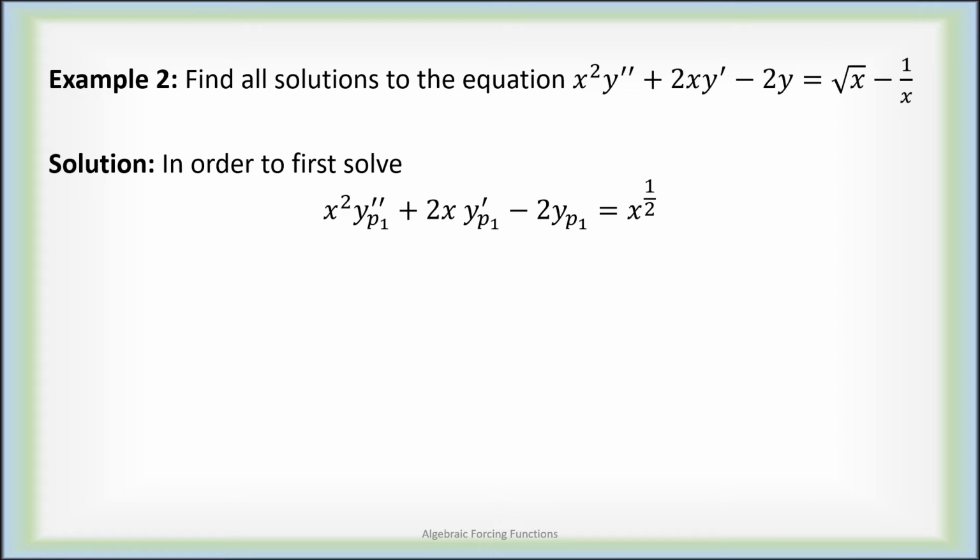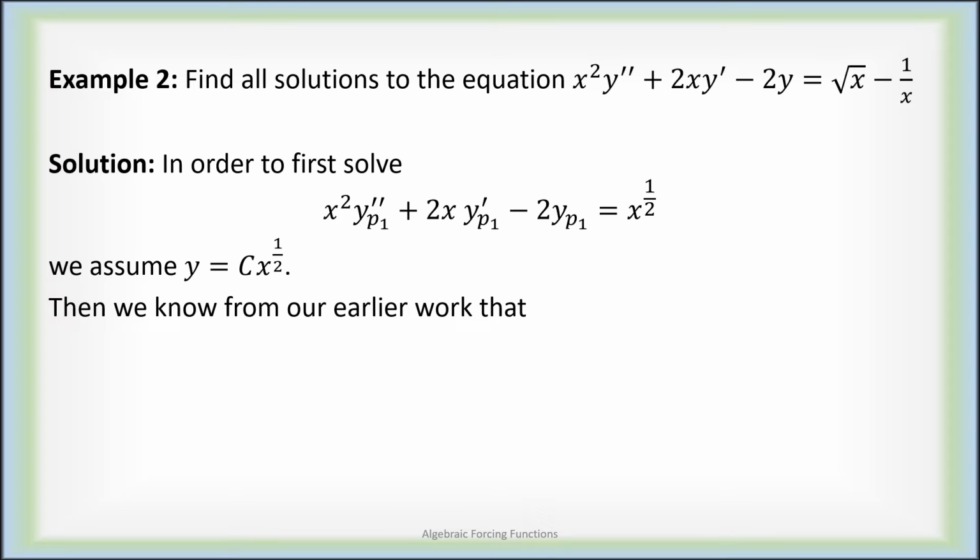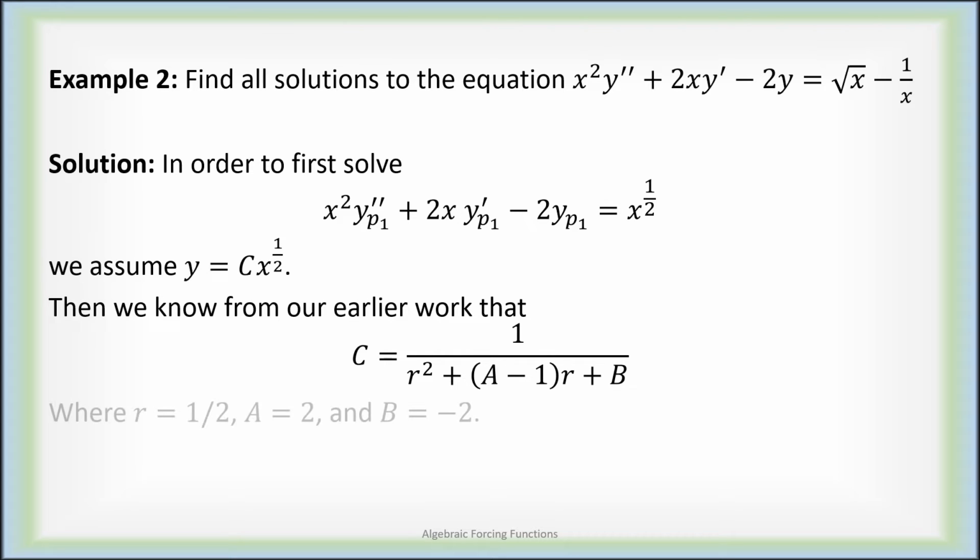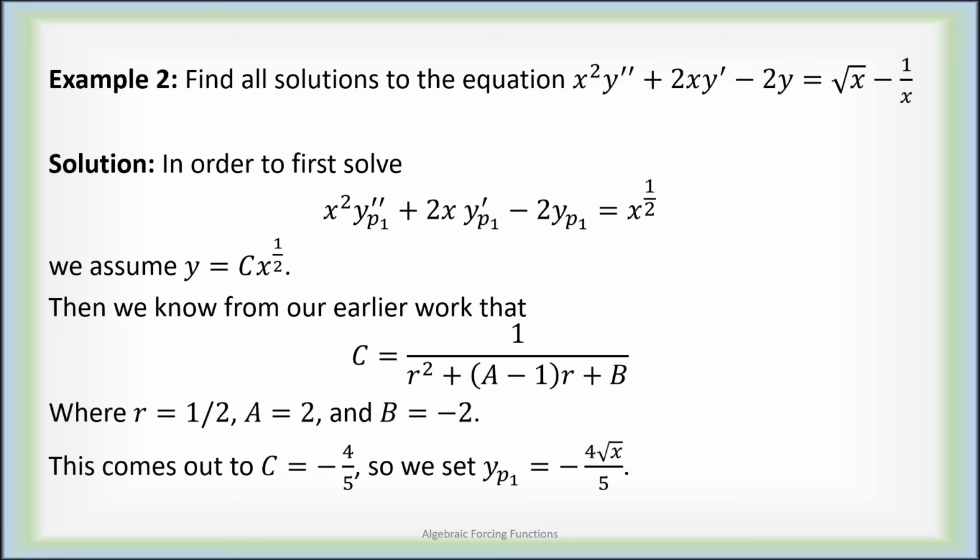So first up, let's try to produce a forcing function of root x. We presume that y is some power times root x. Then we know from all of our earlier work that all we have to do is solve for c to be 1 over r squared plus a minus 1 r plus b. r is 1/2, it's the power on our forcing function. a is 2, it's the coefficient here, and b is -2, the coefficient there. So all we have to do is plug that in and compute the value of c. Works out to be c is -4/5, so we set yp1 is -4/5 times root x.